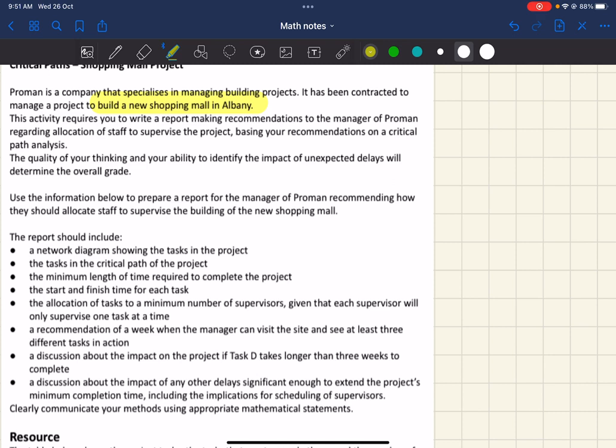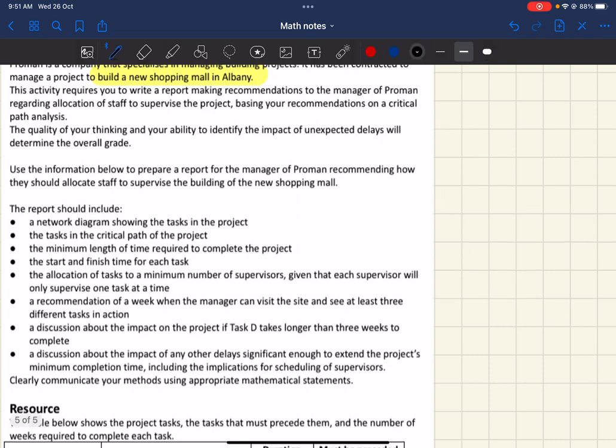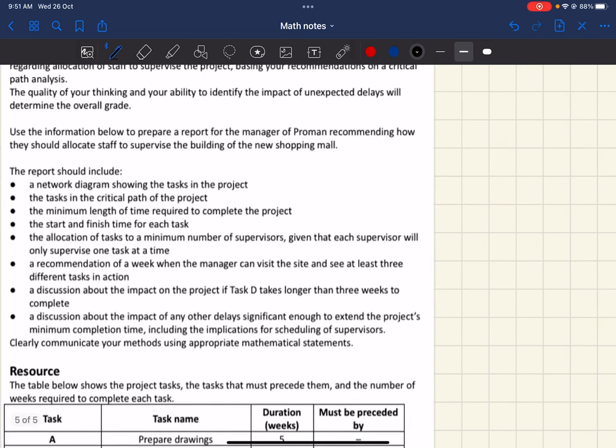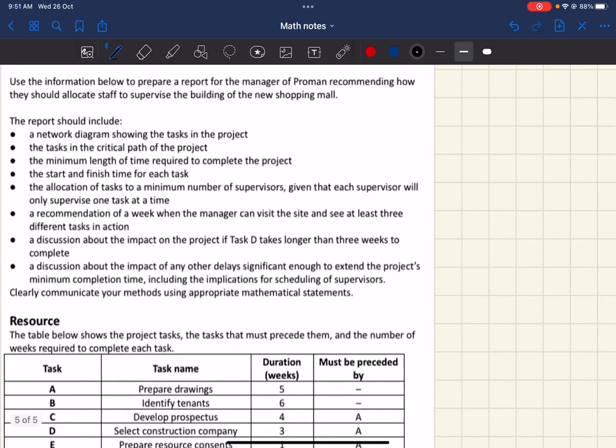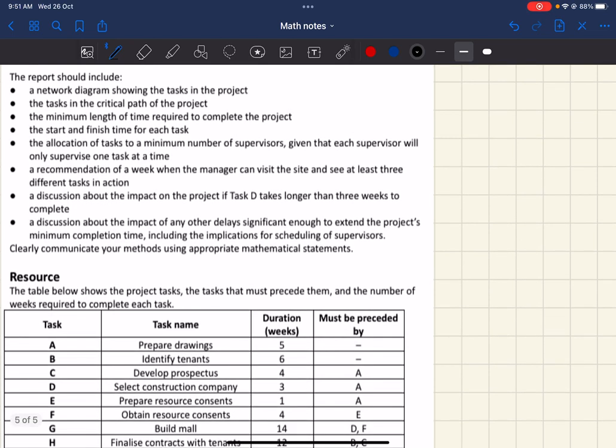This activity requires you to write a report making recommendations to the manager of Proman regarding allocation of staff to supervise the project, basing your recommendations on a critical path analysis. The quality of your thinking and your ability to identify the impact of unexpected delays will determine the overall grade. Use the information below to prepare a report for the manager of Proman, recommending how they should allocate staff to supervise the building of the new shopping mall. And these are the things that we need to include.